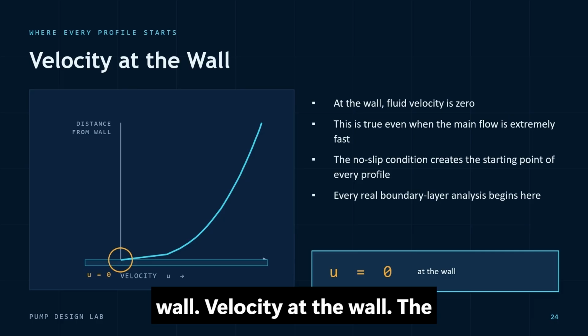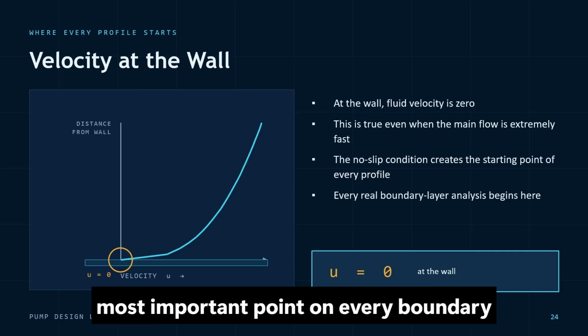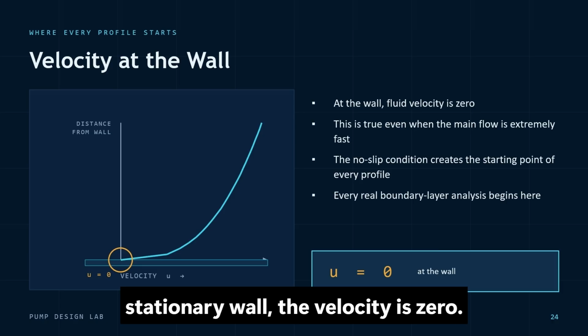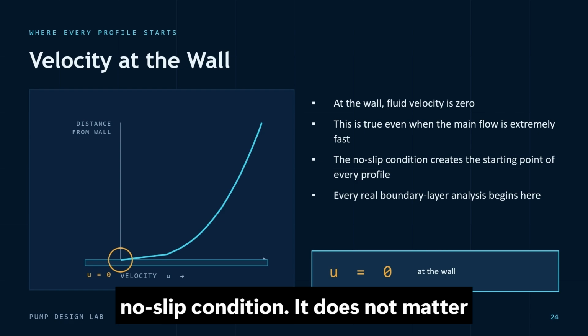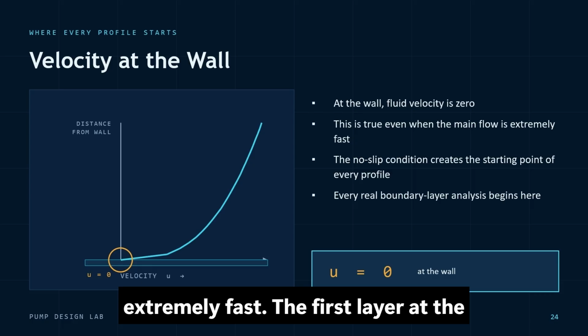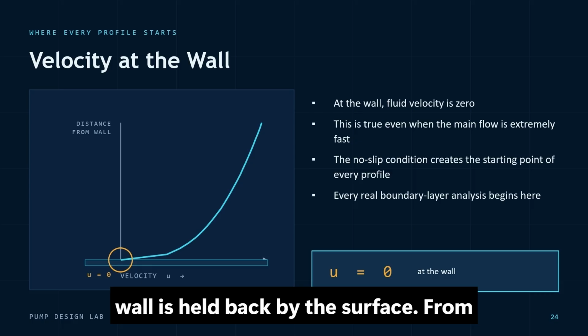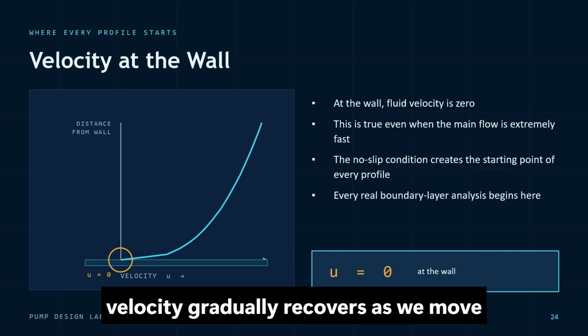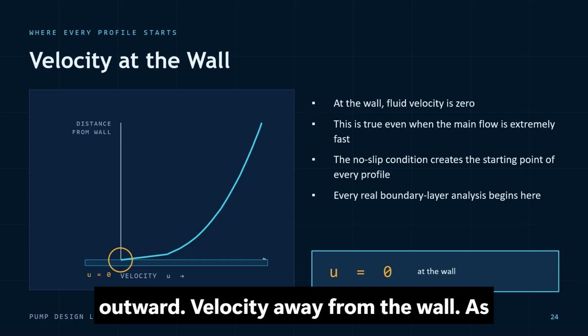Velocity at the wall. The most important point on every boundary layer profile is the wall itself. At a stationary wall, the velocity is zero. This is the direct expression of the no-slip condition. It does not matter whether the outer flow is slow or extremely fast. The first layer at the wall is held back by the surface. From that stationary wall condition, the velocity gradually recovers as we move outward.